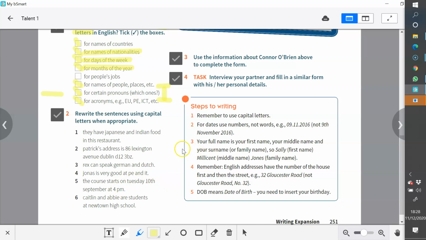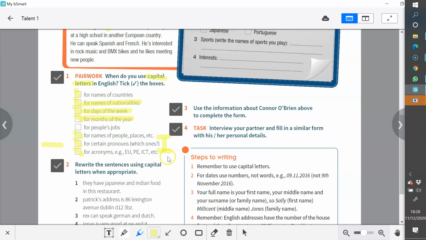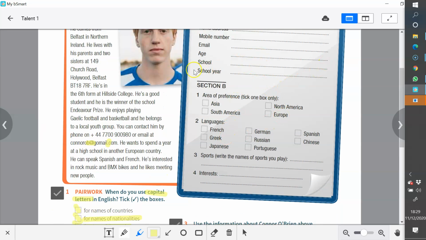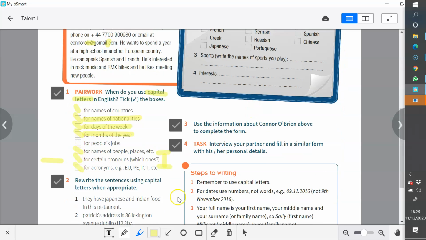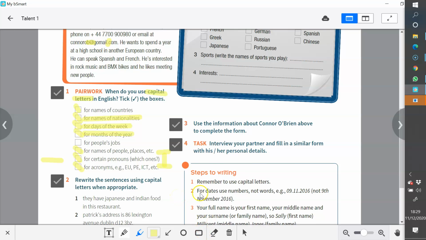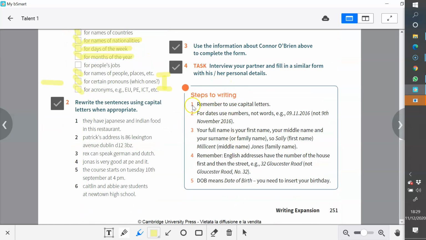Okay, so first of all, you have to complete this page. So I will write the exercises. You will have to rewrite the sentences using capital letters when appropriate. And you also have to read the text and fill in the application form of this boy. Okay, and of course, reread and try to remember all this information. You will also have a writing activity for the next time.